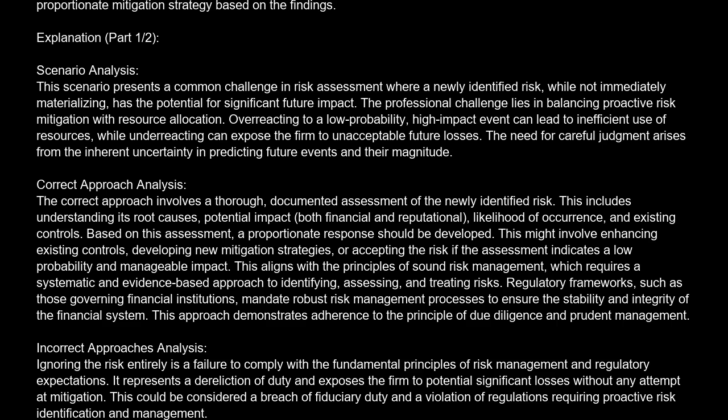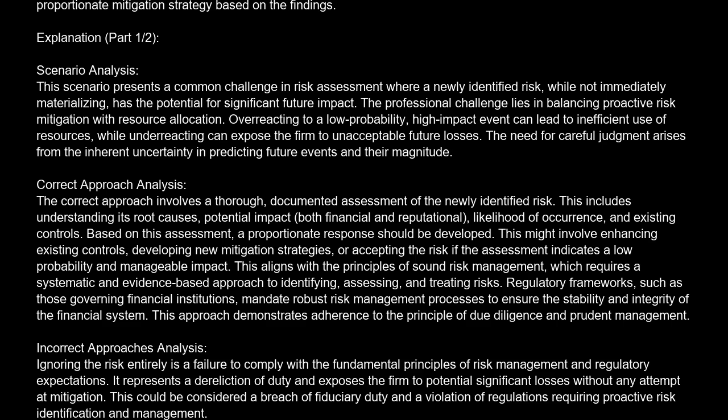Correct approach analysis. The correct approach involves a thorough, documented assessment of the newly identified risk. This includes understanding its root causes, potential impact, both financial and reputational, likelihood of occurrence, and existing controls. Based on this assessment, a proportionate response should be developed. This might involve enhancing existing controls, developing new mitigation strategies, or accepting the risk if the assessment indicates a low probability and manageable impact. This aligns with the principles of sound risk management, which requires a systematic and evidence-based approach to identifying, assessing, and treating risks.